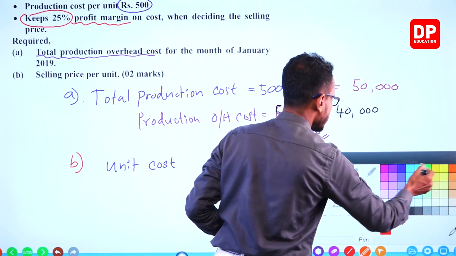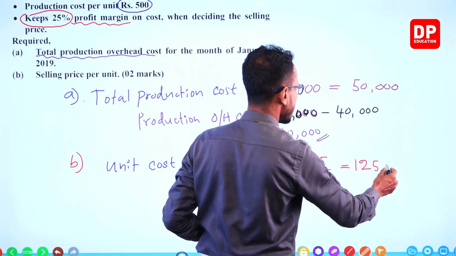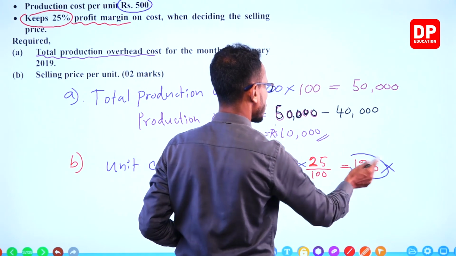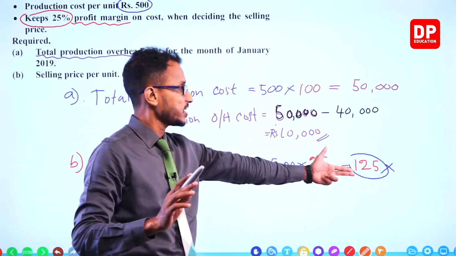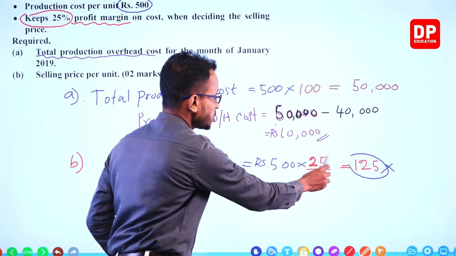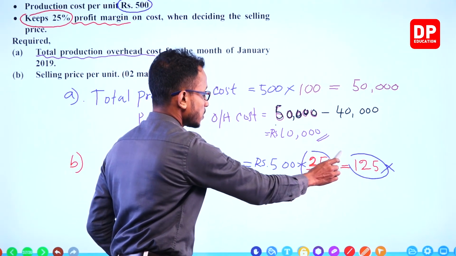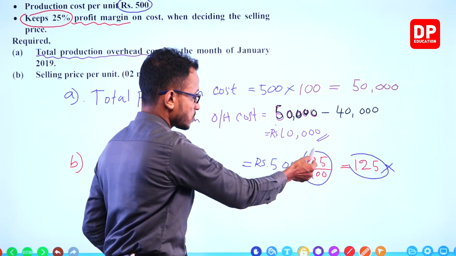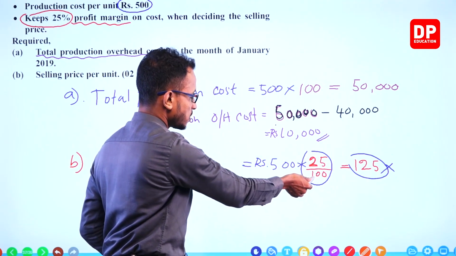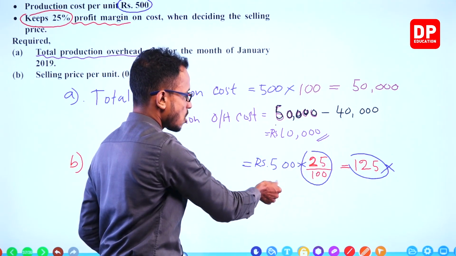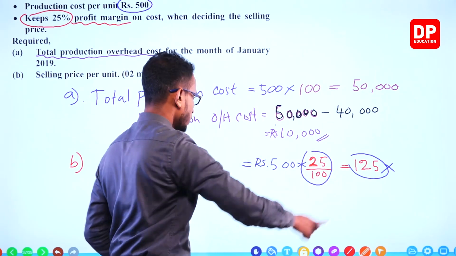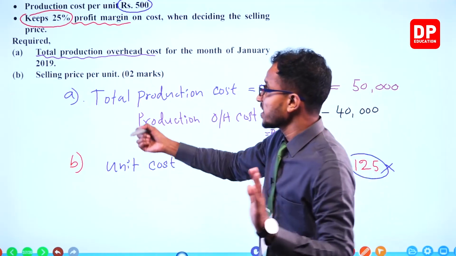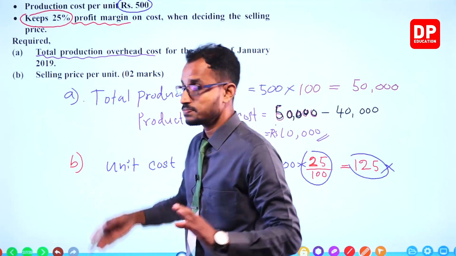This is not the answer. That is the profit. 125 is the profit, because this is the profit margin. You multiply the profit margin on cost and you get the profit. But they are not asking for the profit, they are asking for the selling price.